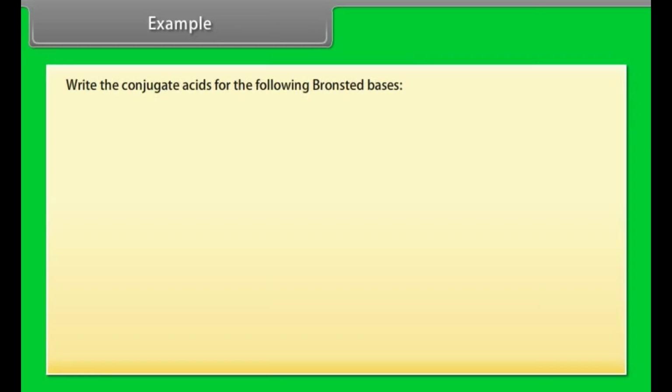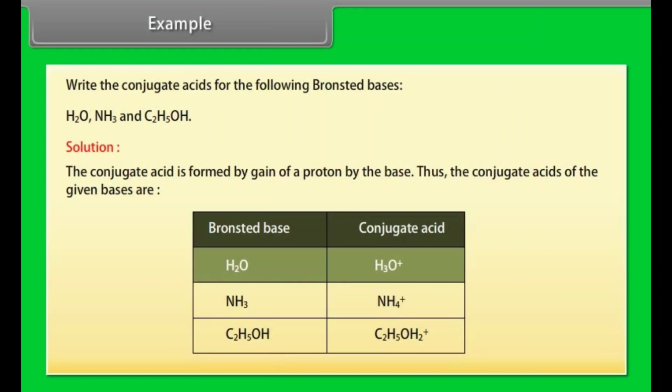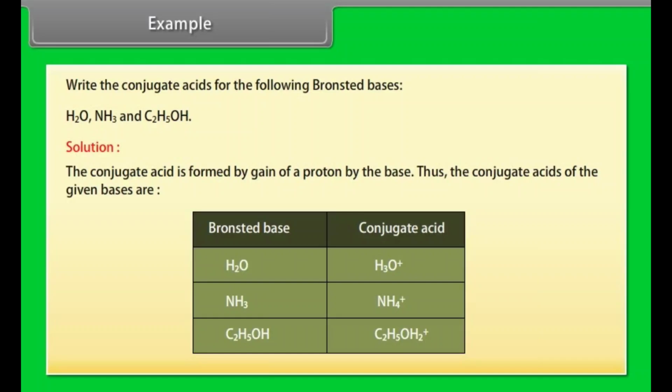Example: write the conjugate acids for the following Bronsted bases: H2O, NH3 and C2H5OH. Solution: the conjugate acid is formed by gain of a proton by the base. Thus, the conjugate acids of the given bases are: for H2O, the conjugate acid is H3O+. For NH3, the conjugate acid is NH4+. For C2H5OH, the conjugate acid is C2H5OH2+.